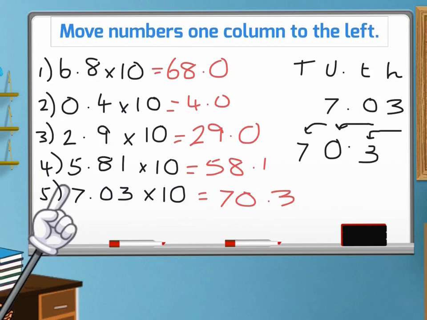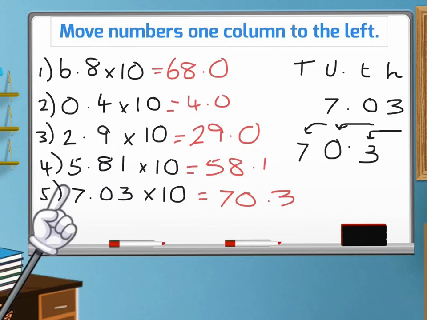Now, a little extension question here for you, and some of you might be able to get this. If we are multiplying by 10, we move everything one column to the left. Do you know what would happen if we are multiplying by 100? Have a wee think, and if there's someone near you, ask them or tell them what you think the answer is. You're right, we move everything 2 columns to the left. Well done.